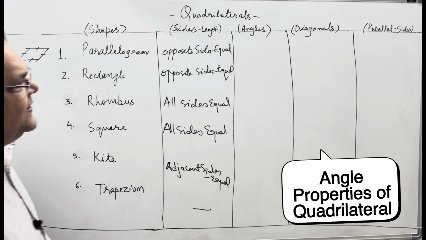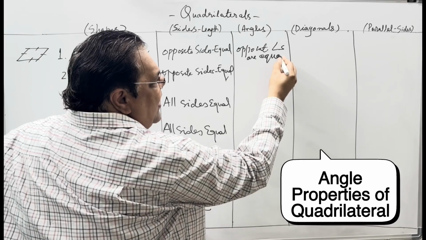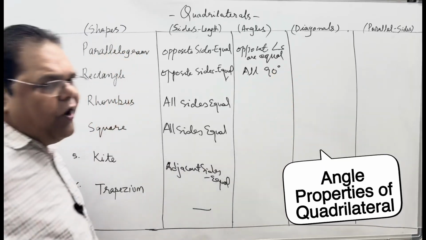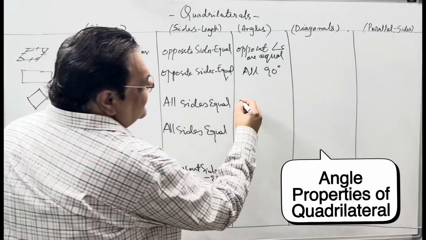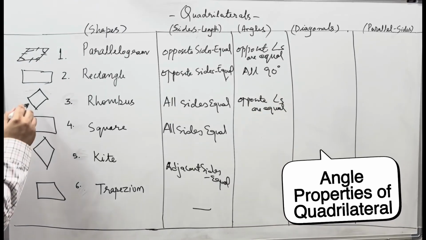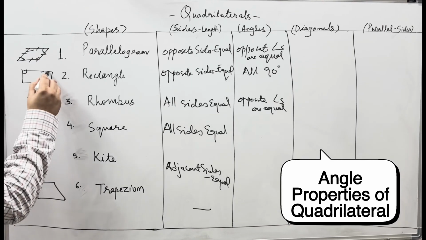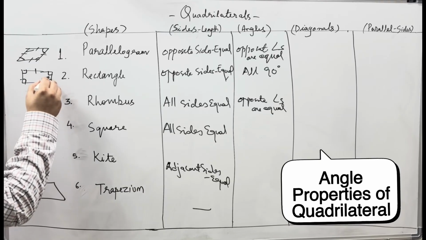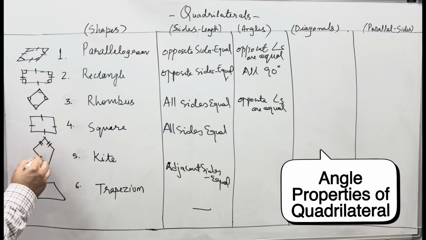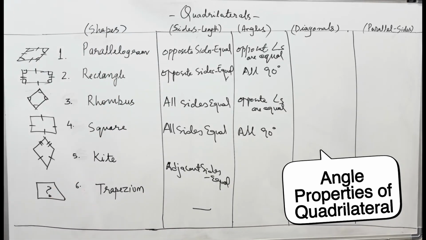Let's see the angles. Opposite angles are equal in a parallelogram. In rectangle, all 90 degrees, always. In rhombus, opposite angles are equal. Here this is equal to this and this is equal to this. Square, all angles are 90 degrees: 90, 90, 90, 90.